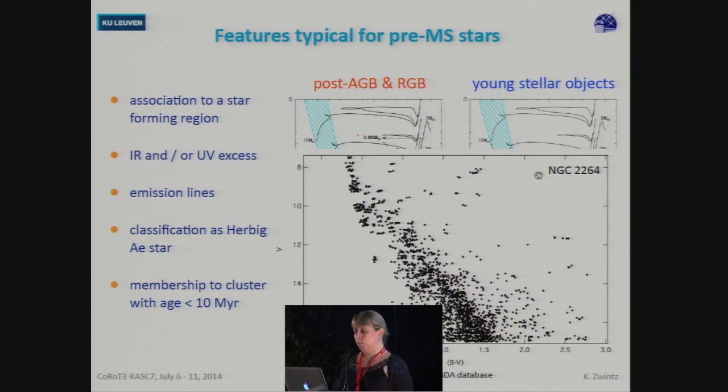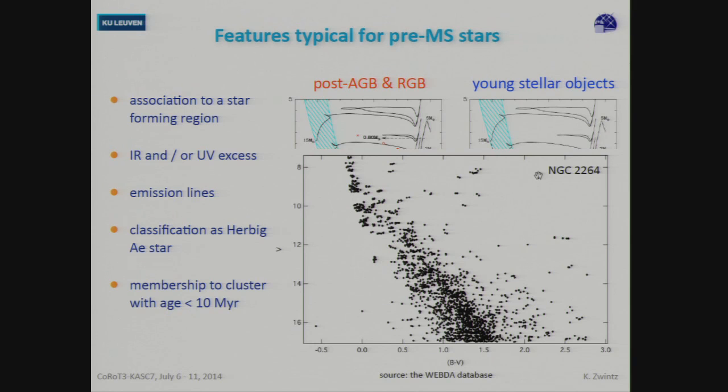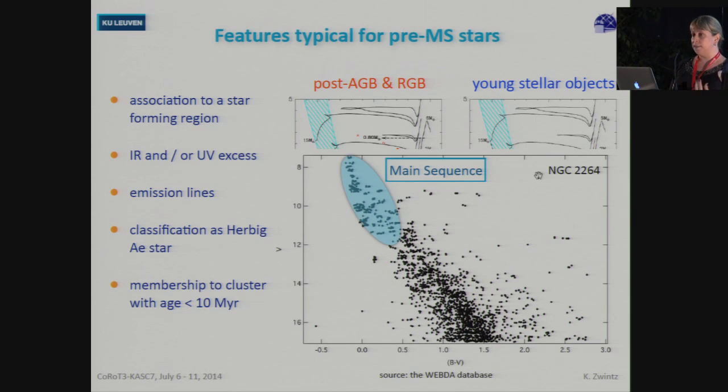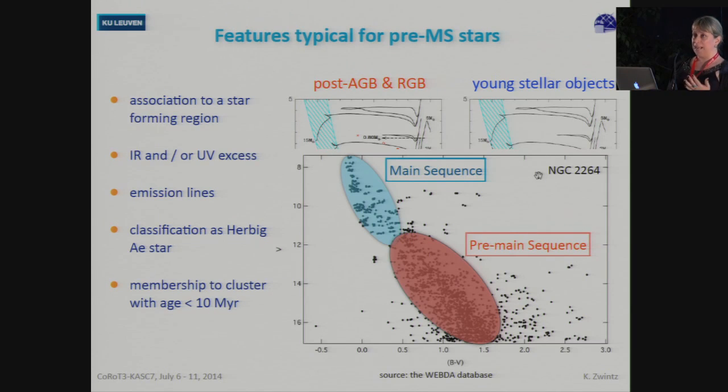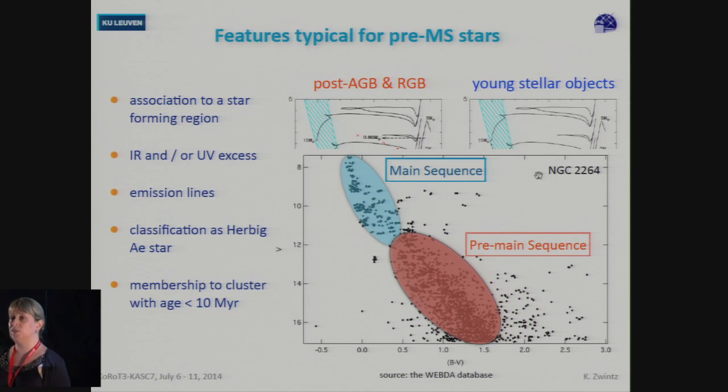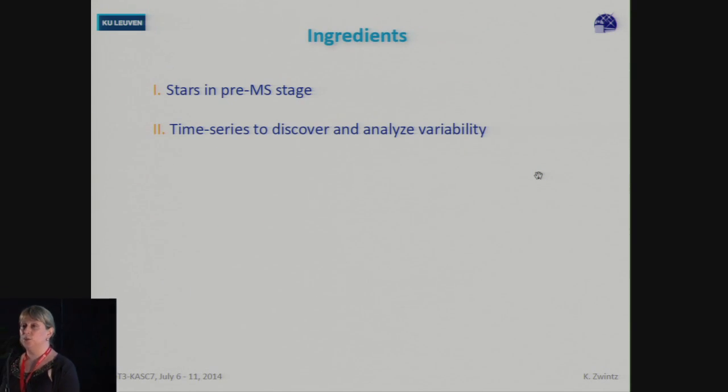But you can alleviate your problem by going to members of young clusters, and here we come to NGC 2264 as a very illustrative example. If you go to a cluster that is younger than 10 million years, you will have a massive main sequence consisting of the massive O and B stars, and everything that is from late B and cooler in spectral type, if you are sure that they are members of a cluster, they must be in the pre-main sequence phase. There is no way they can be evolved. So you have selected your sample.